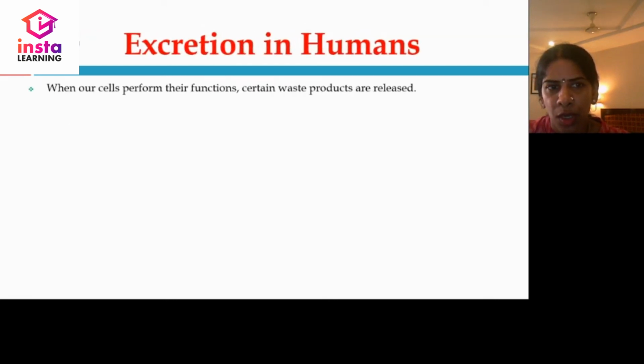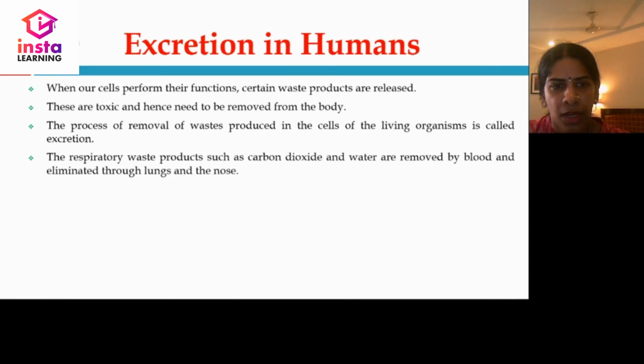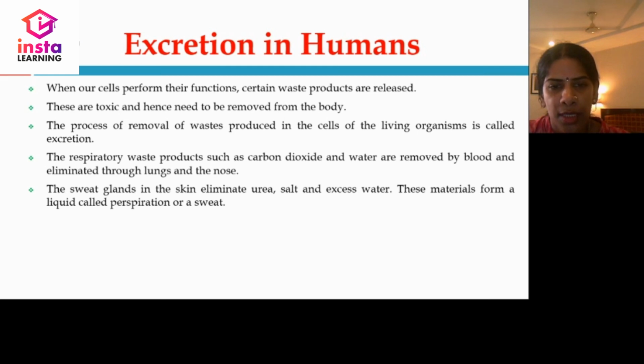Excretion in humans. When our cells perform their functions, certain waste products are released. These are toxic and hence need to be removed from the body. The process of removal of waste produced in the cells of living organisms is called excretion. The respiratory waste products such as carbon dioxide and water are removed by the blood and eliminated through lungs and nose. The sweat glands in the skin eliminate urea, salt and excess water. These materials form a liquid called sweat or perspiration.